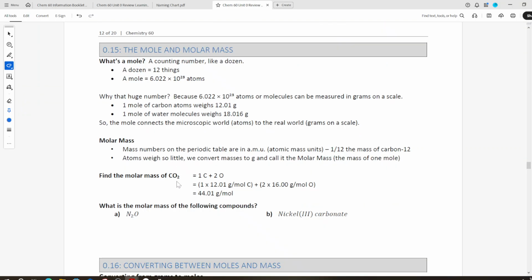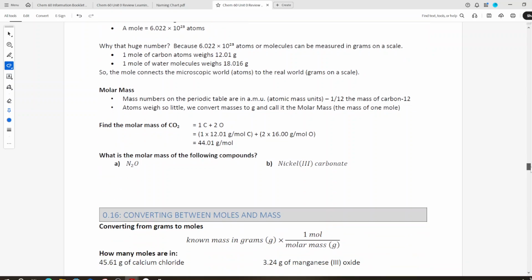When I'm looking at the molar mass of carbon dioxide, it was 1 carbon, 2 oxygens. 1 carbon weighs 12.01 grams per mole. And oxygen, there's 2 of them, and they each weigh 16 grams per mole, for a total of 44.01 grams per mole. So now what we're going to do is dinitrogen oxide.